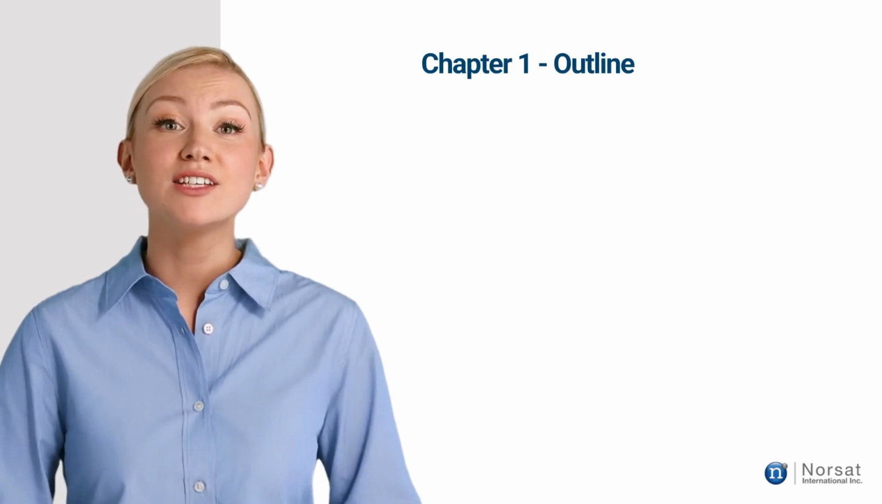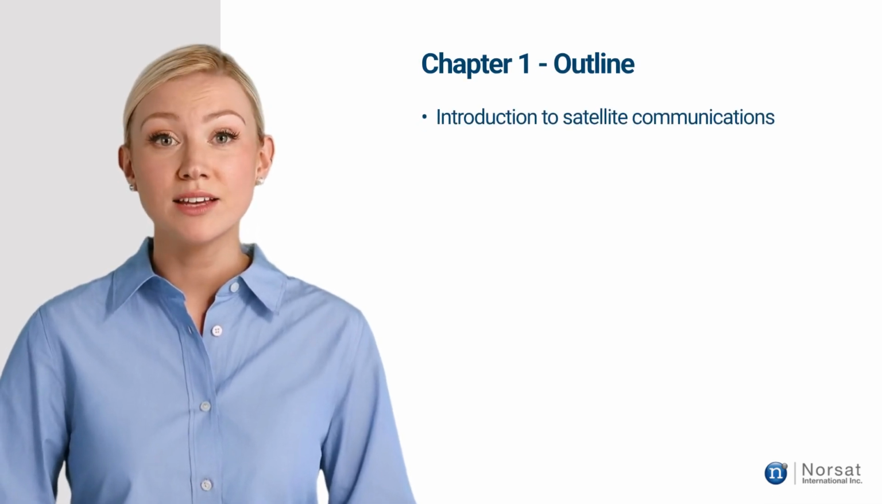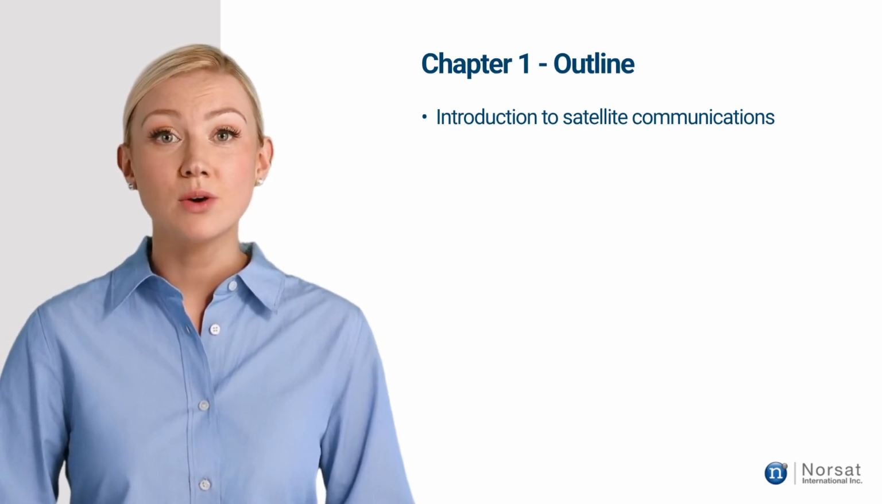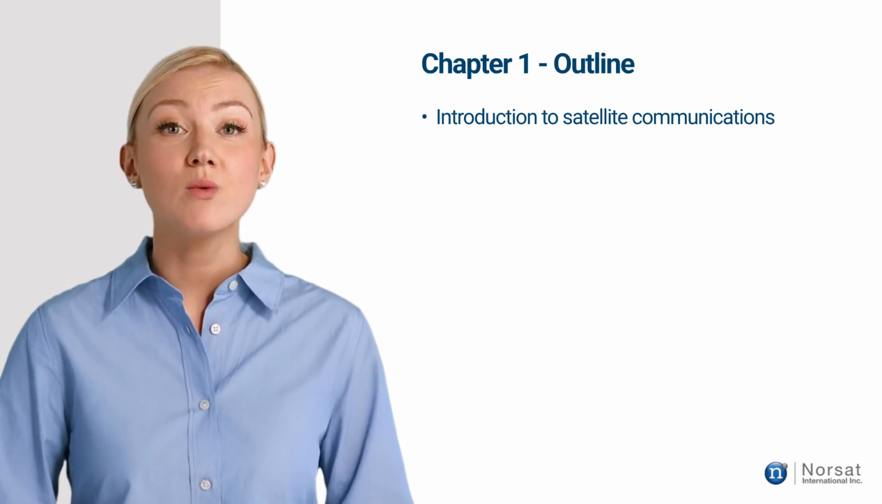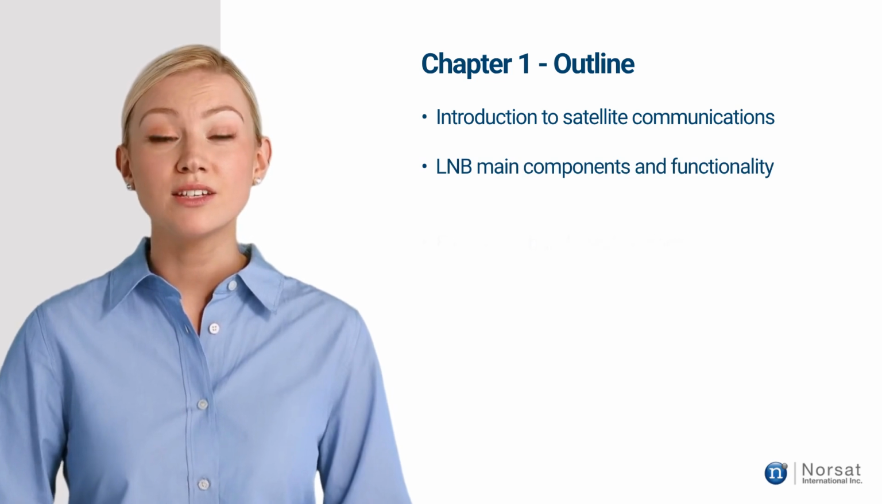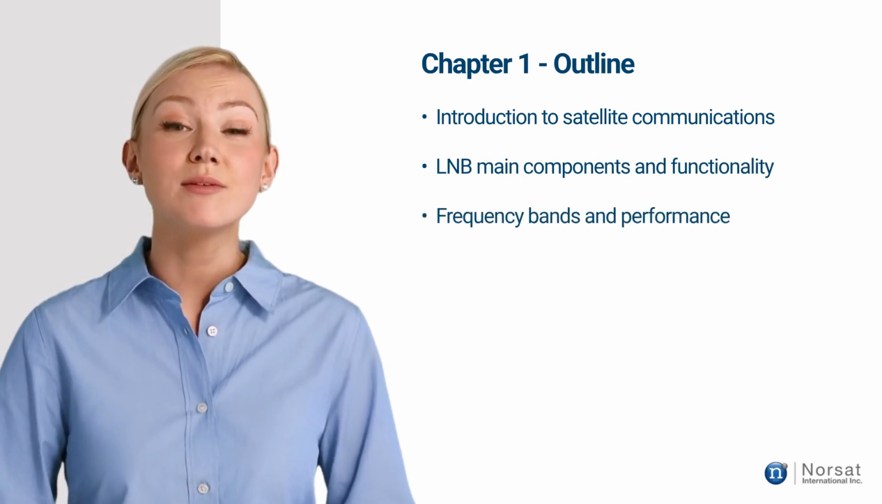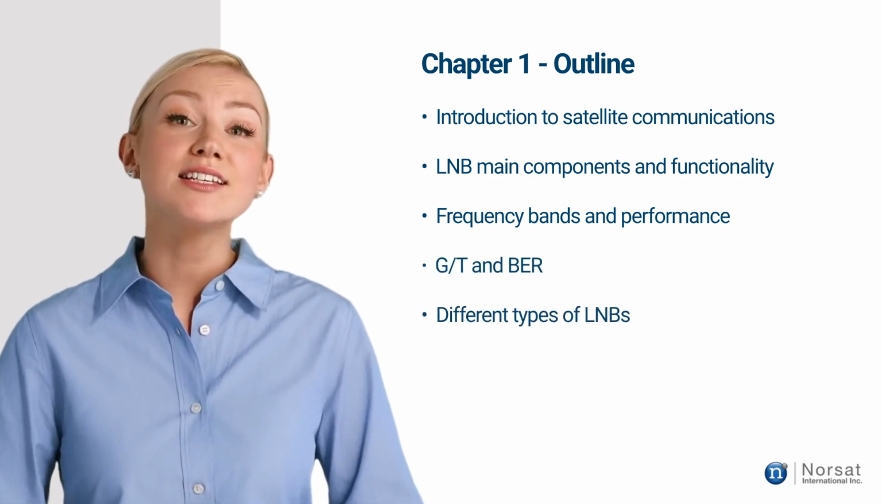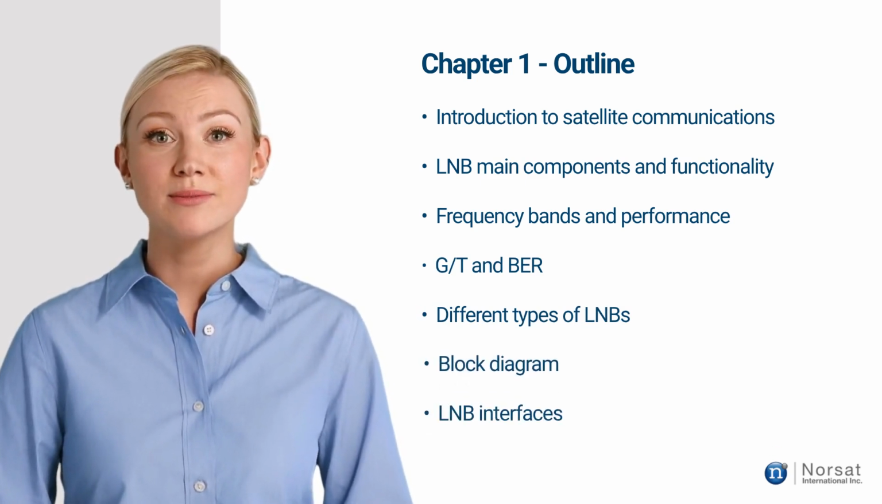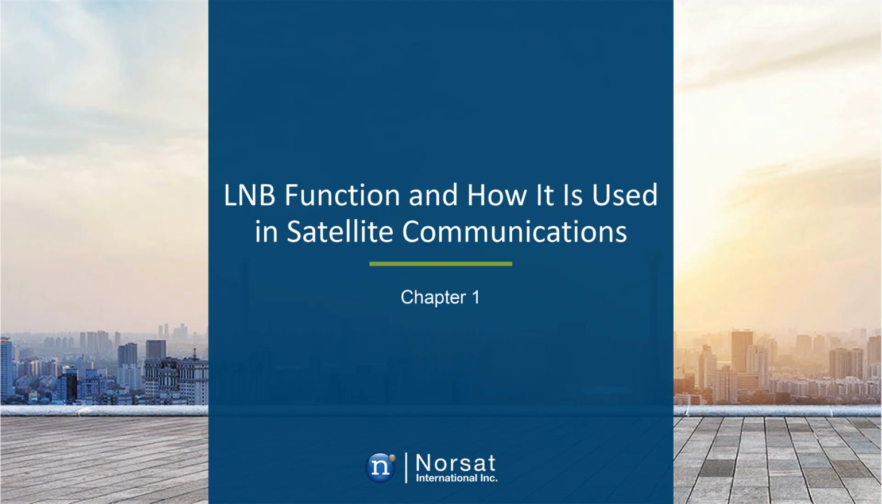This chapter covers the satellite communication concept as well as the microwave signal path in a satellite link. And furthermore, I will talk specifically about one of the main components of a satellite link, the LNB. Different frequency bands and important satellite parameters like G/T and bit error rate will be covered. At the end, different types of LNB and their applications, diagram, and interfaces. LNB function and how it is used in satellite communications. Chapter 1.